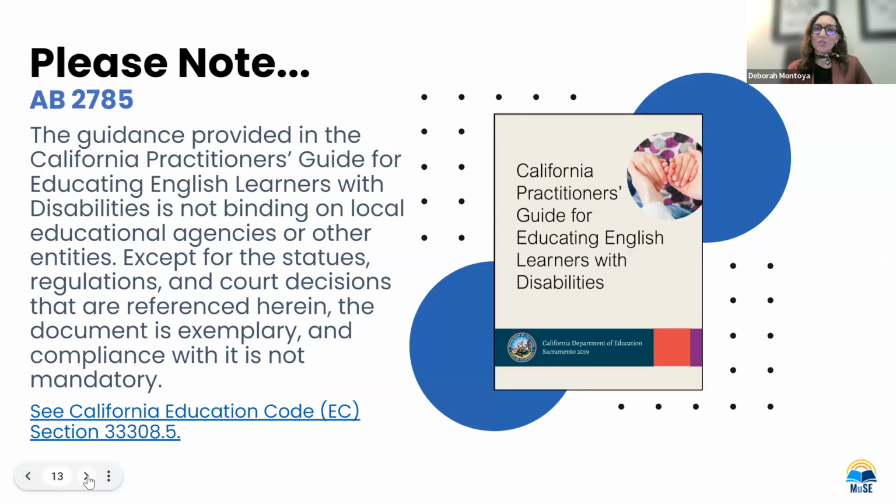Our grounding resource that we look to as a grant is the California Practitioner's Guide for Educating English Learners with Disabilities. We also know that this is a very robust document, and you may have begun the journey in looking into this document, and we've been providing infographics and resources related to this document in search of best practices, alignment of practices, so that we all have a common language in supporting equitably our English learners with disabilities.